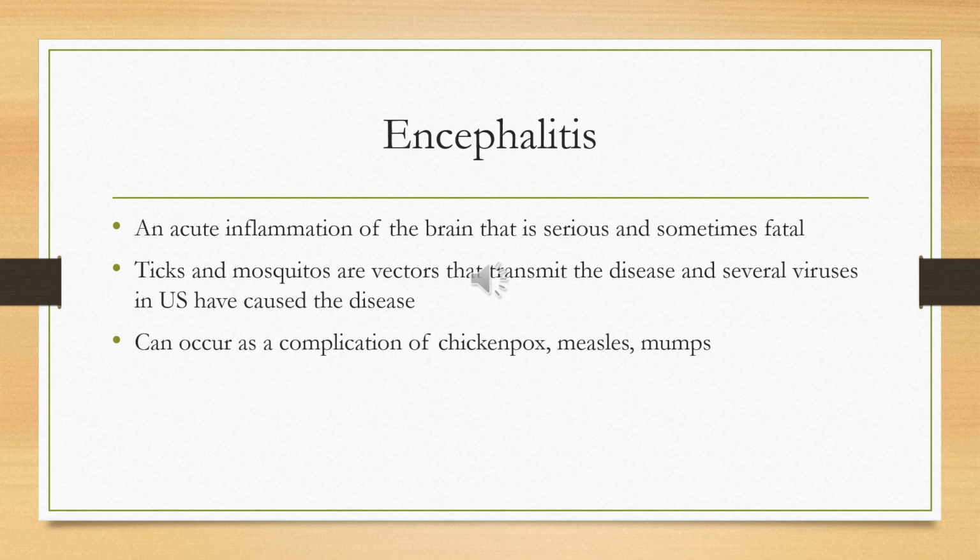So encephalitis is an acute inflammation of the brain, and you can get this from ticks or mosquitoes. If you get bites from ticks or mosquitoes, or even complications from chicken pox or measles or mumps or something like that.